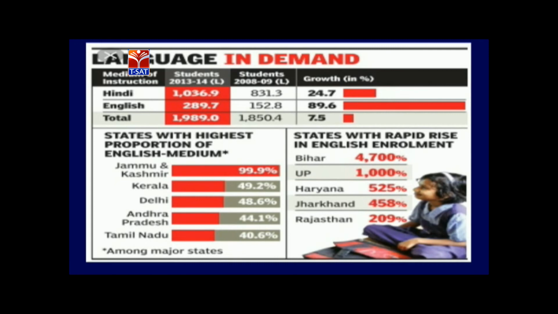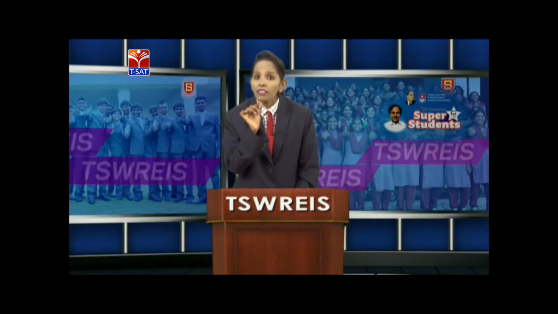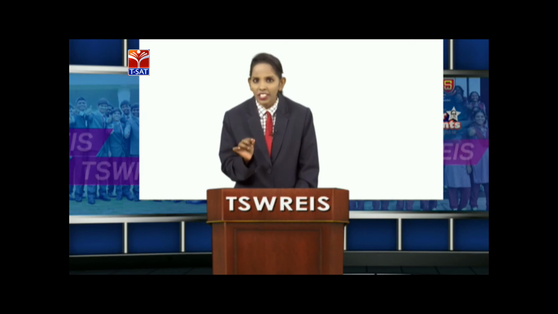States with rapid rise in English enrollment. Friends, Bihar 4,700%, which has taken the highest rapid rise in English, and Uttar Pradesh 1,000%, Haryana 525%, Jharkhand 458%, Rajasthan 209%. Really friends, I am feeling proud to say that some of our Indian states are encouraging English.